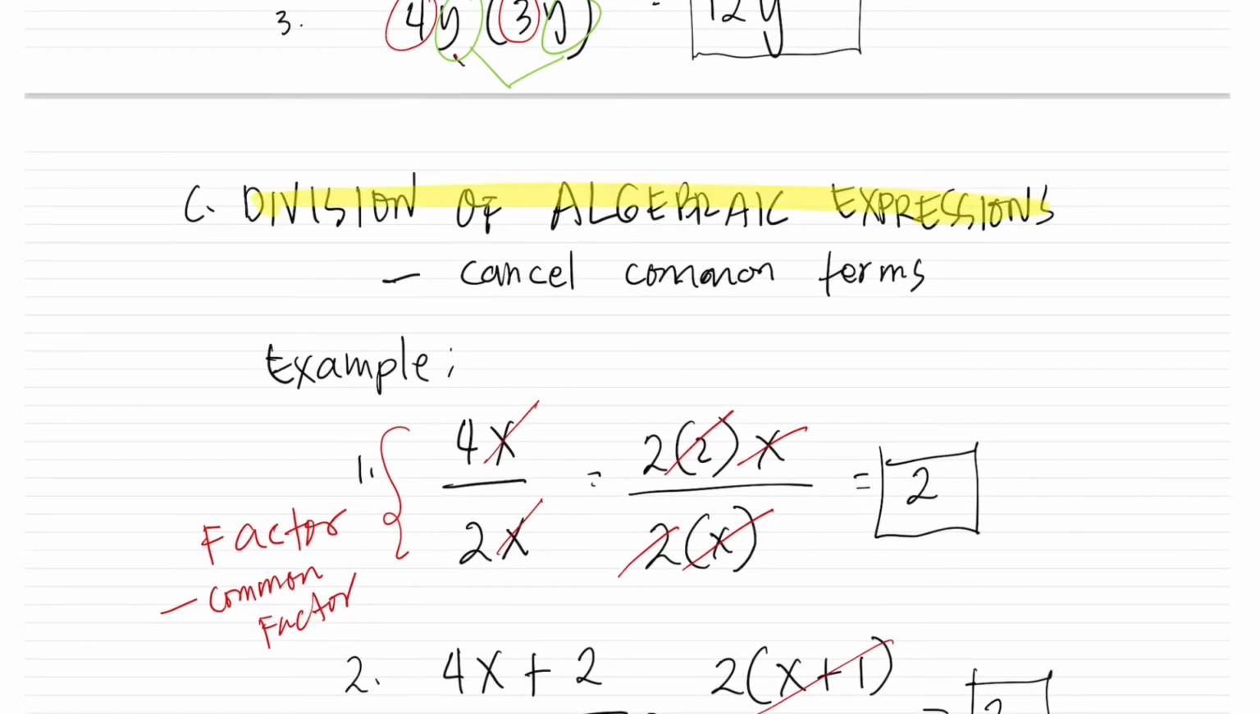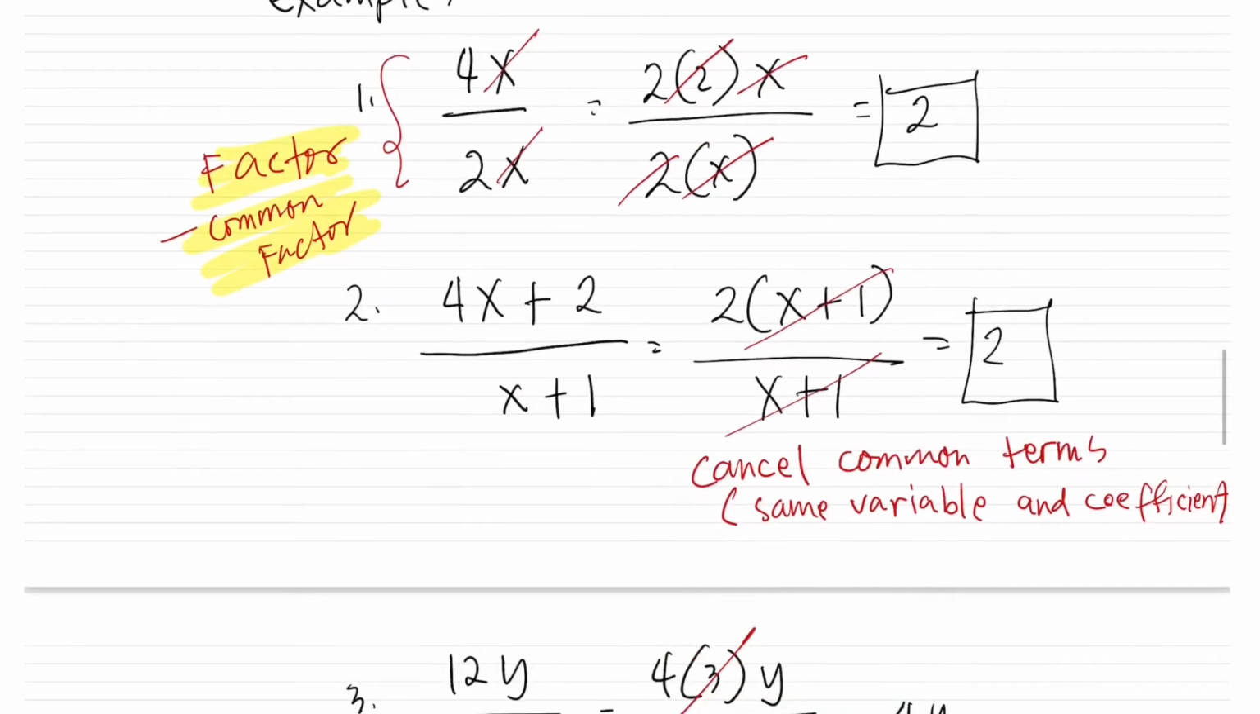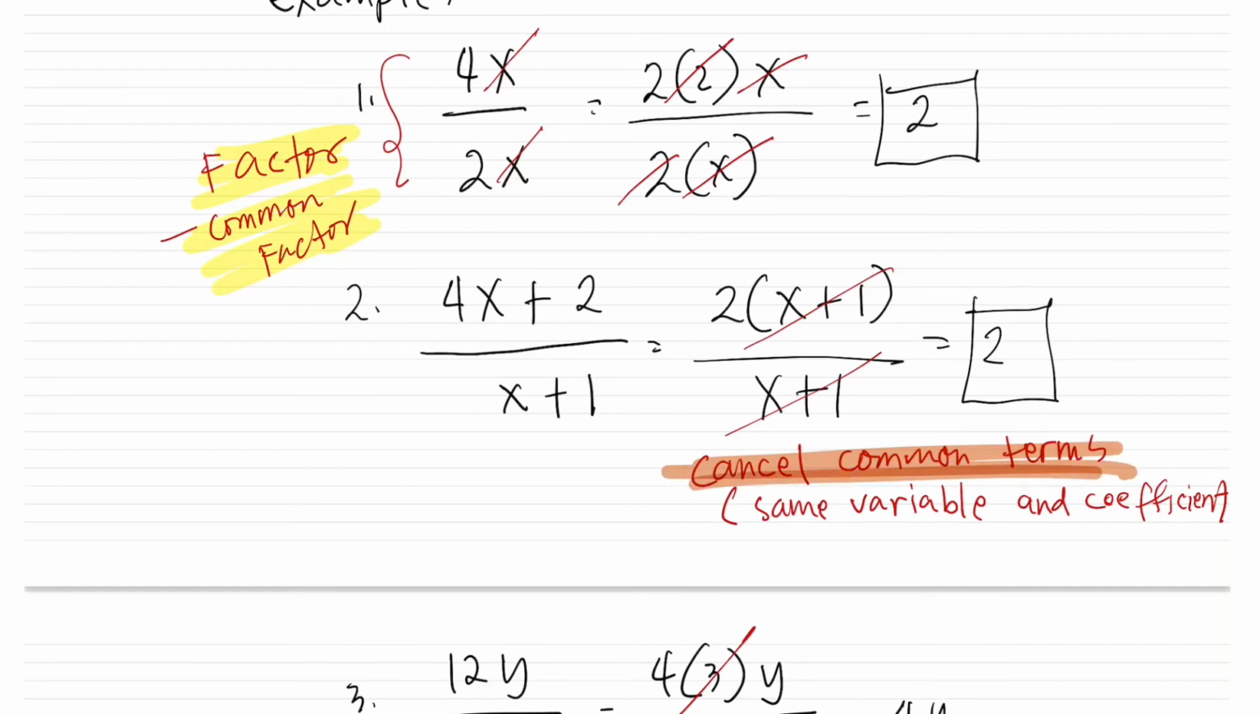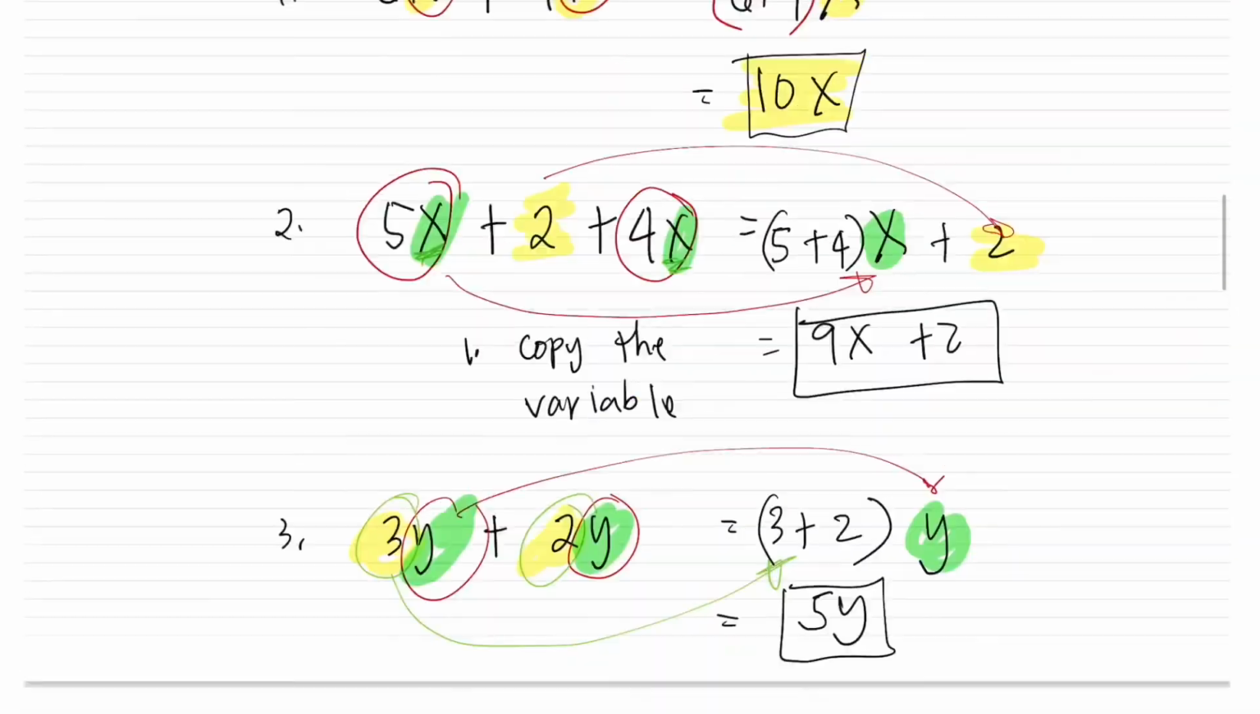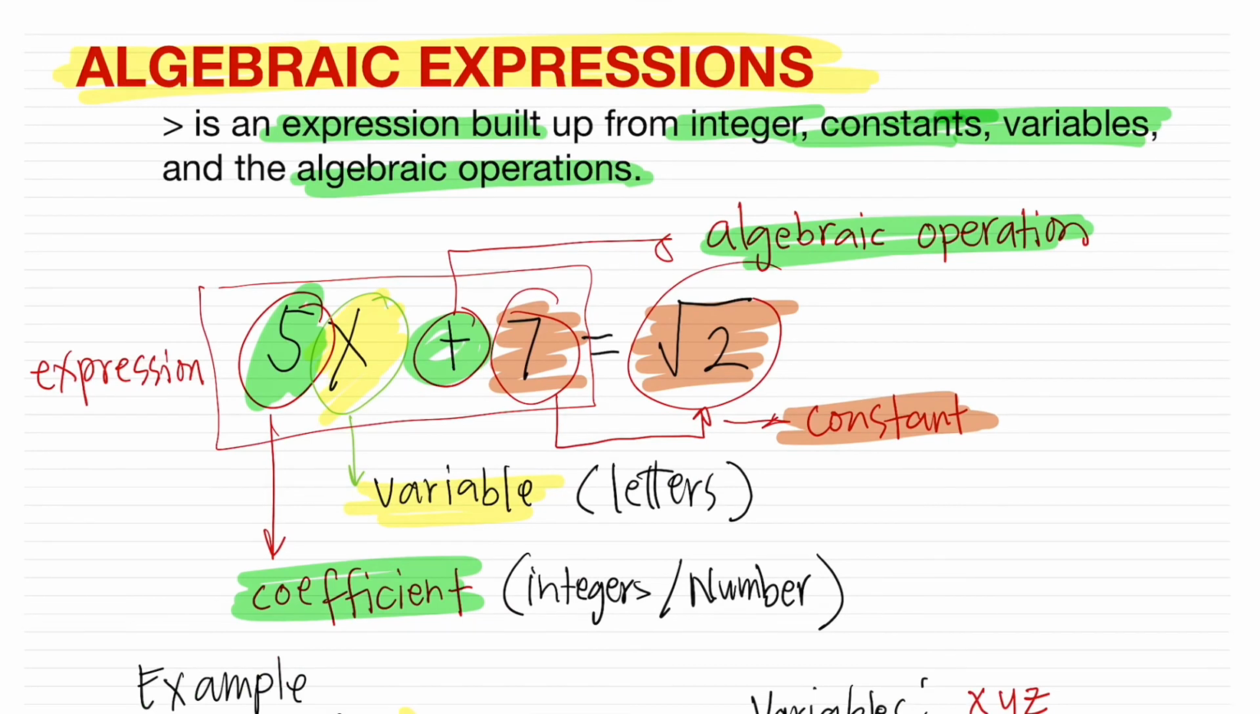Next, division of algebraic expressions. Cancel common terms. Remember this, cancel common terms. How do we do that? We use factoring using common factor. And we have to remember, guys, cancel the common terms. Don't forget this: cancel right away when it is multiplication, and if not, make sure that the terms are the same, so that you will be able to cancel common terms. So these are the things that we have when we talk about algebraic expressions.